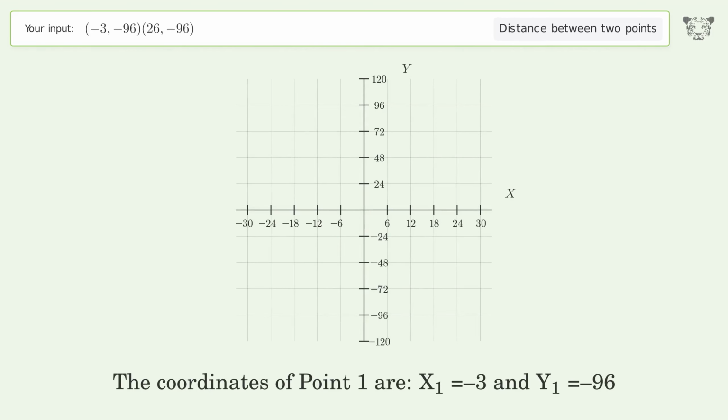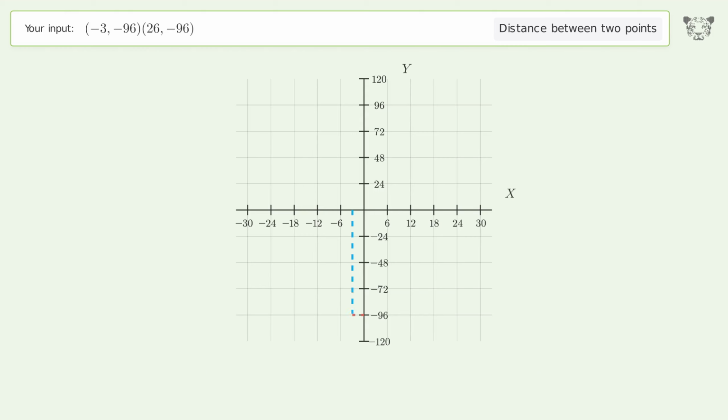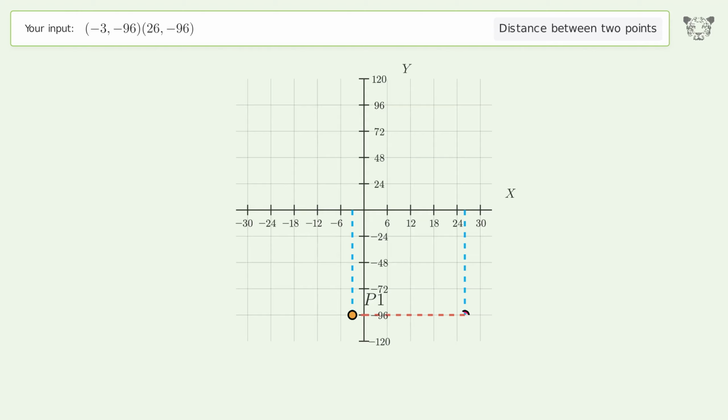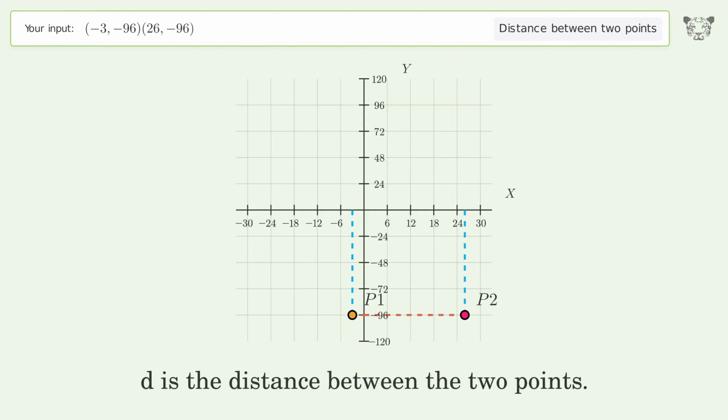The coordinates of point 1 are, x1 equals -3 and y1 equals -96. The coordinates of point 2 are, x2 equals 26 and y2 equals -96. D is the distance between the 2 points.